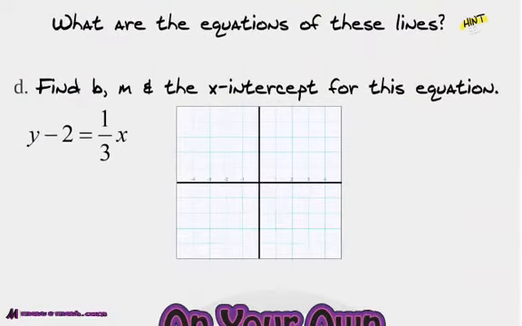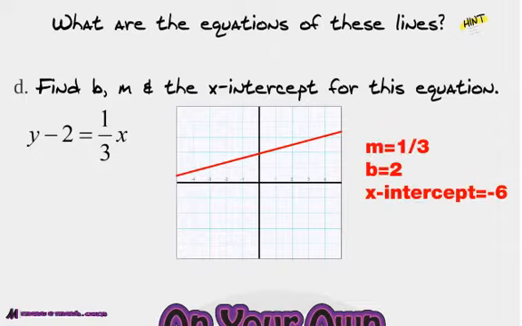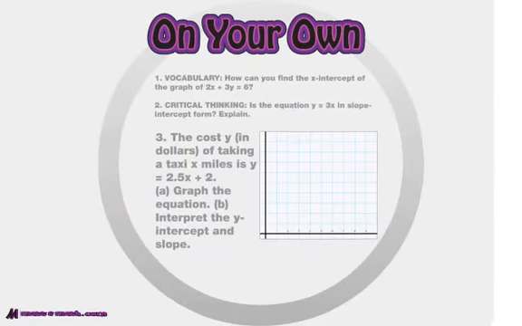All right, cool. Now, what are the equations of these lines? I'm going to find b and m for this equation. Notice here it doesn't look normal. It doesn't look like y equals something. So what you have to do first is move this minus 2 over to the other side by adding 2. That's what our equation is going to look like. All right, so m is a third, b is 2. Our x-intercept is -6. Plug in y equals 0, move everything around, x equals -6. All right, why don't you do these on your own?